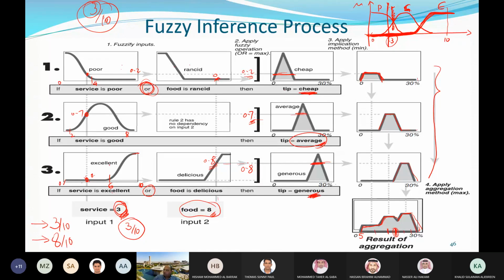Nasser, Khalid, Sulaiman? Khalid. Yes, Doctor, thank you. I just want to ask about the rules. Are they left to the discretion of the system operator, or do we have to take all the combinations?